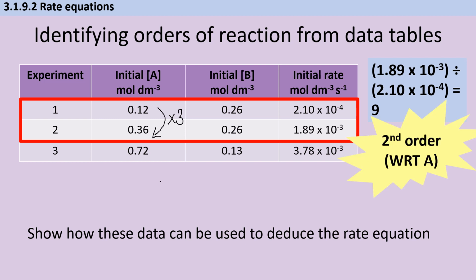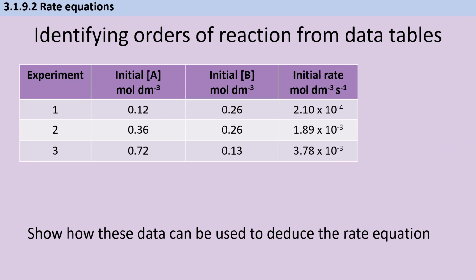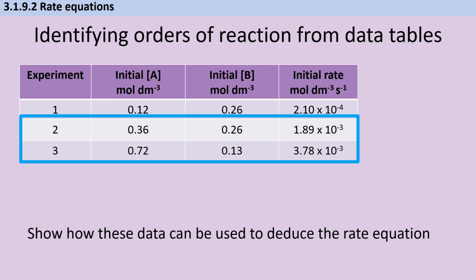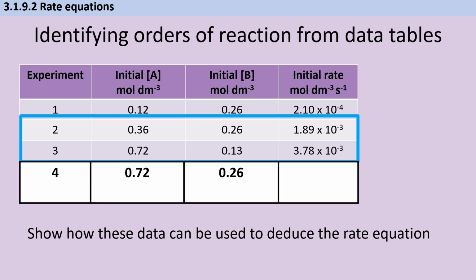I now need to work out what the partial order with respect to B is, but in order to do that I need a pair of experiments where B changes and nothing else does, and I don't have this set of experiments. So what I need to do is predict the outcome of a hypothetical 4th experiment to allow me to partition up the change in rate caused by A and the change caused by B. So I'm going to make up a hypothetical 4th experiment, and in this I'm going to change A as we see in experiment 3, because I already know what change in the rate that should cause.